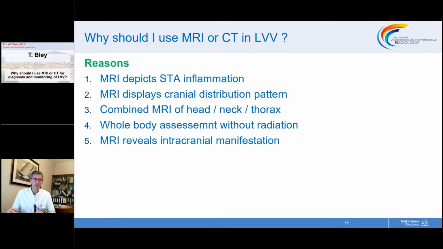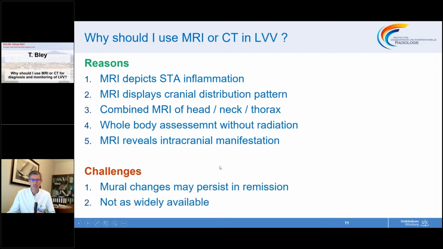MRI depicts the superficial temporal artery inflammation and the cranial distribution pattern at once. It can be combined with an MR angiography of the head, neck, and thorax within 30 minutes, and all this without any radiation application. Now, if you use CT, of course, you do have radiation, but we do not see inflammation of the superficial temporal arteries with CT so far.